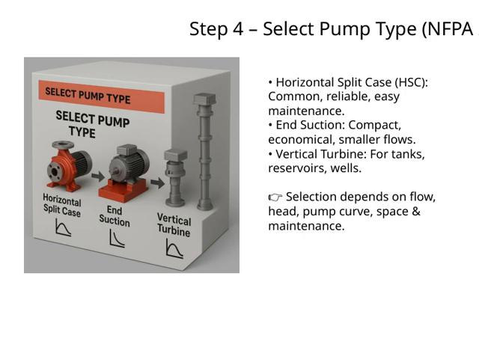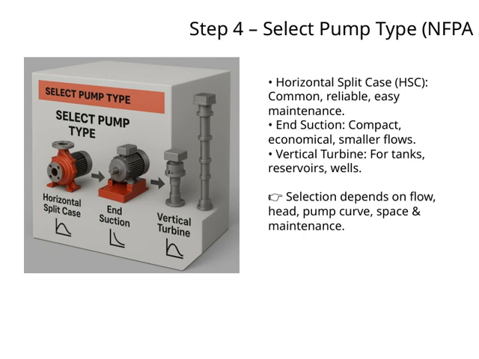Another option is the end suction pump, which is more compact and economical. These are typically used for smaller flows or where space is limited. They're a good choice when you need a simple, cost-effective solution. Then there are vertical turbine pumps, which are ideal for specific applications such as tanks, reservoirs, or wells.